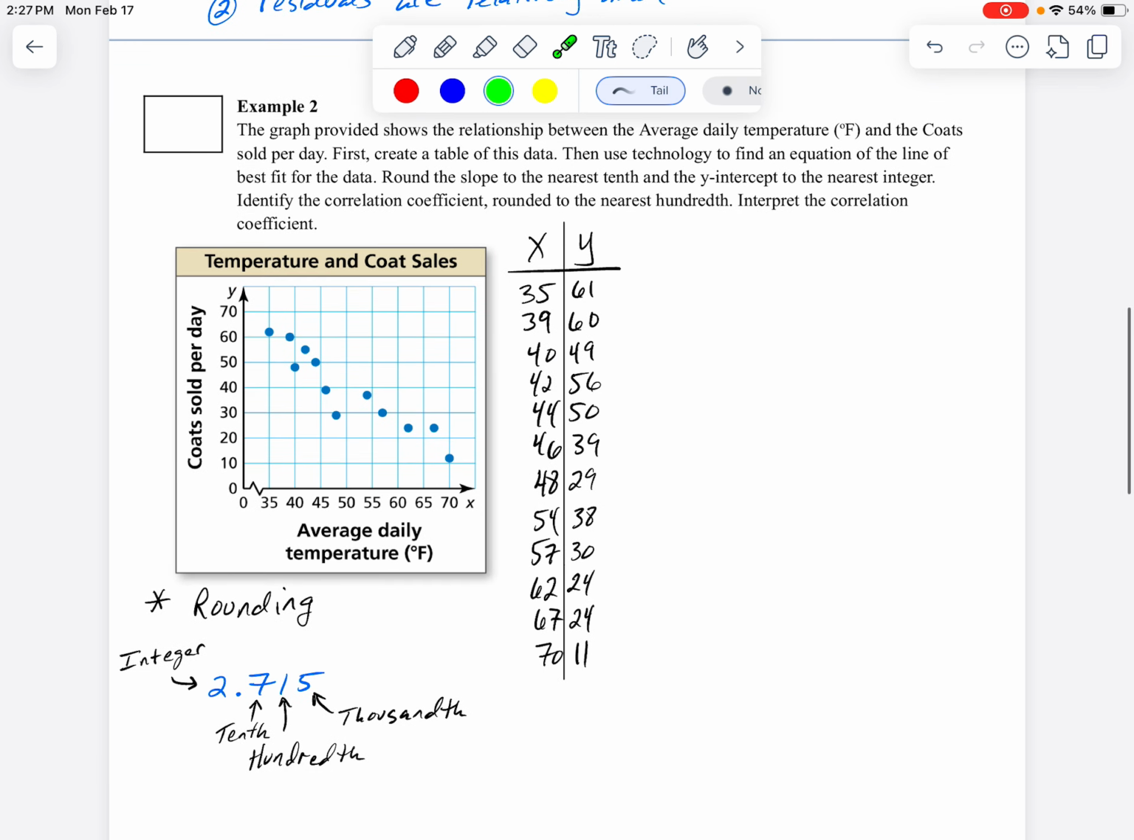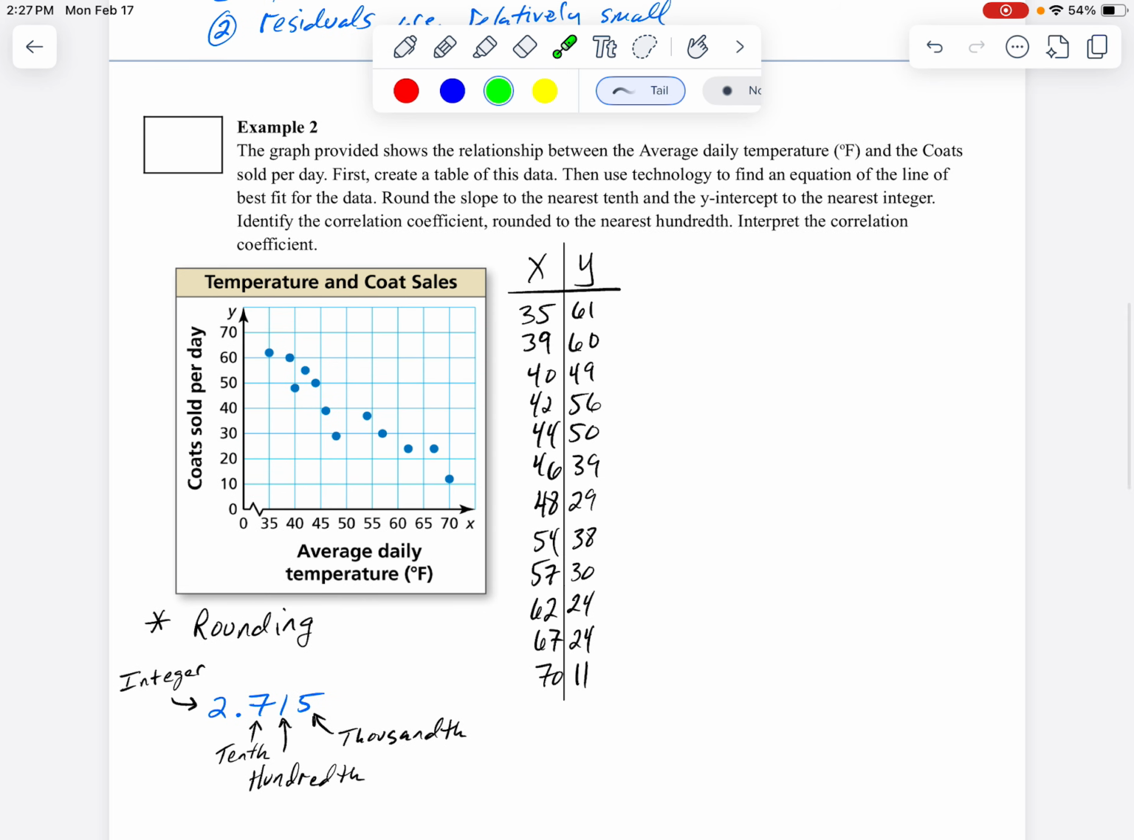The other thing that we're doing in this section, again, you might want to pause and read through this example, and then we'll talk through it. We saw this example again as well. Relationship between average daily temperatures and coats sold per day. We have our table of this data. We have our graph. Use technology to find an equation of the line. Round the slope to the nearest tenth, the y-intercept to the nearest integer. Identify the correlation coefficient and round to the nearest hundredth.